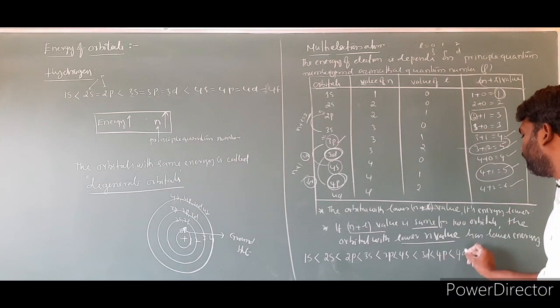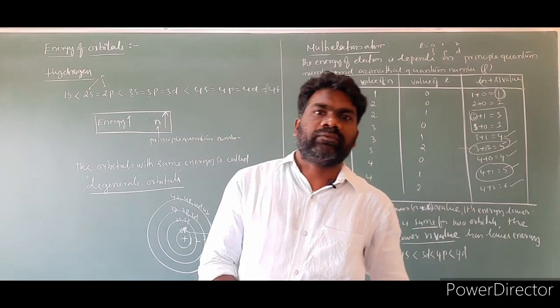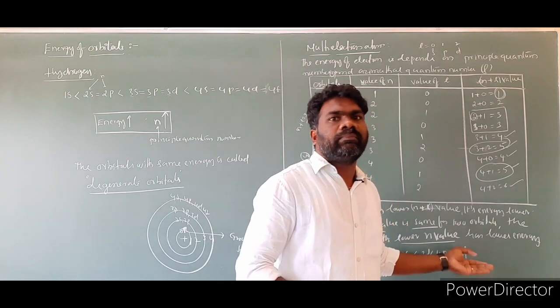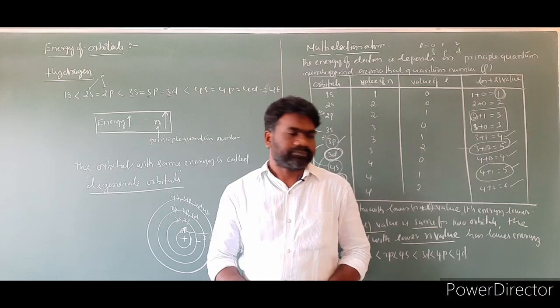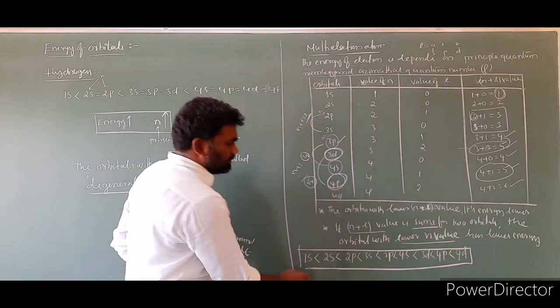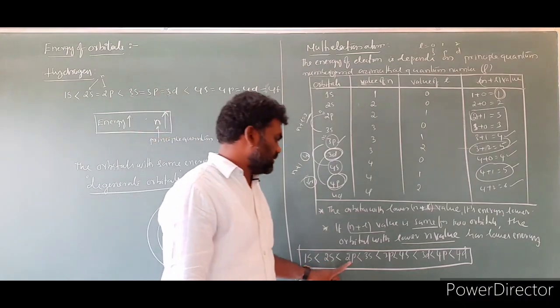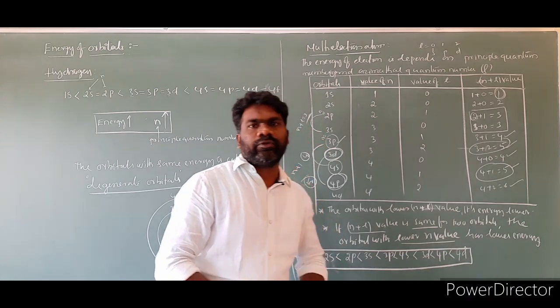So we are writing the energies of orbitals, or energy of electrons, on the basis of n plus l values. These are the energies of orbitals. The final conclusion is that the energy order of these various orbitals is 1s is less than 2s is less than 2p is less than 3s, 3p, 4s, 3d, 4p and 4d and so on.